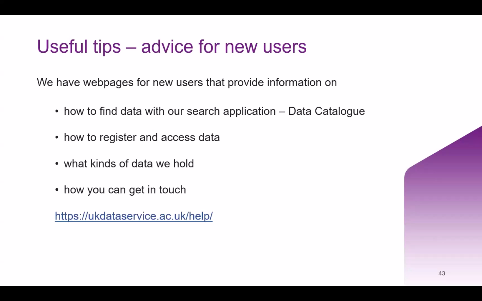We've got all sorts of resources in there about how to find data with our data catalog, how to register and access the data, and what kinds of data we hold. We've also got links to some of the training that we've offered in the past. There are more webinars on different types of data, including census data, microdata, longitudinal data. So if you're a quant or mixed methods researcher, do have a look at some of those. And then, of course, you can also get in touch with us and send a help desk request.